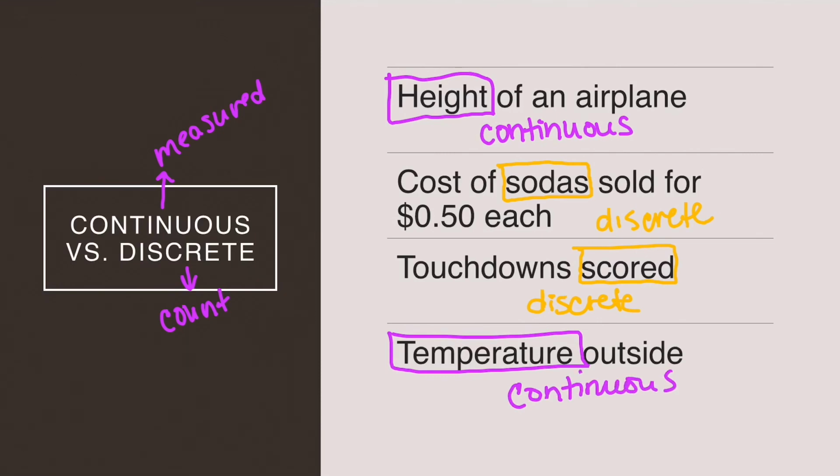Okay. If you have any questions about continuous versus discrete, make sure you reach out to me in Canvas so I can try to give you some more examples and maybe try to figure out a way that will make sense for you so you know when it's discrete and when it's continuous.